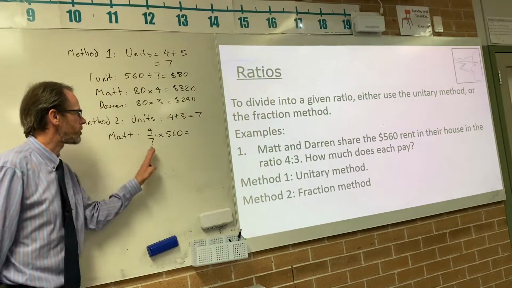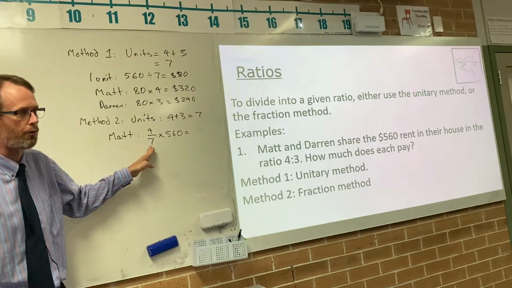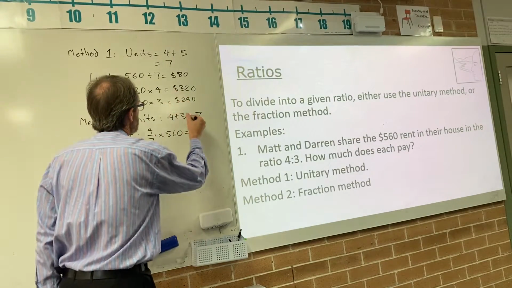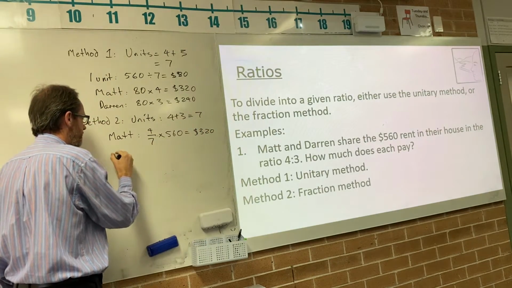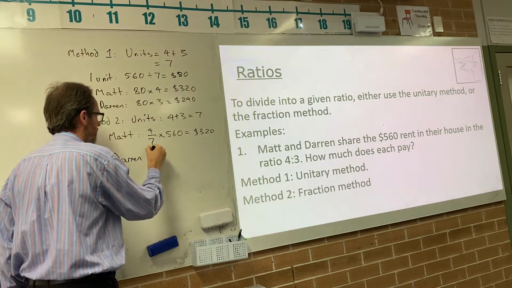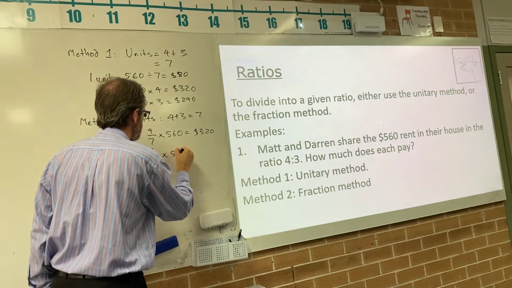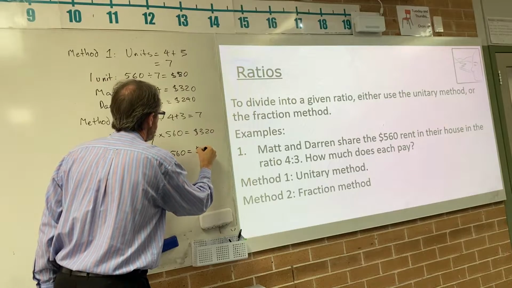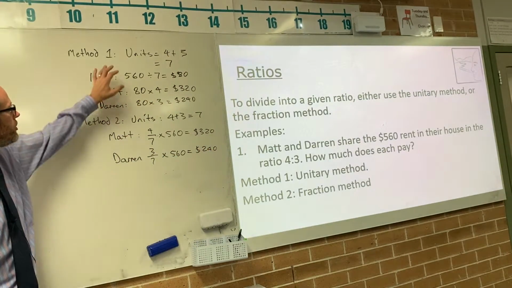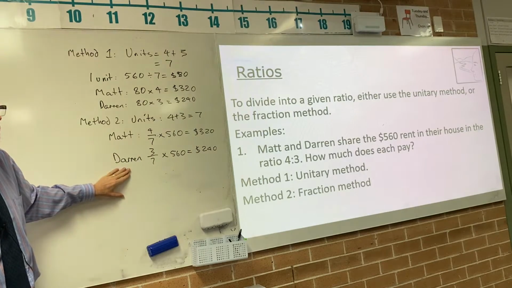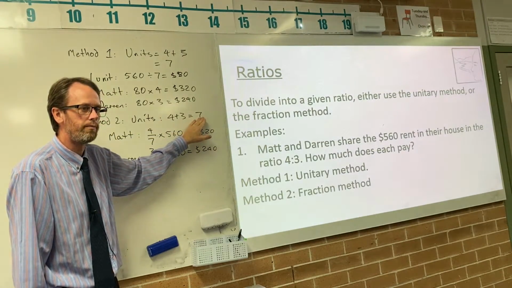So you can just type that into your calculator to get the answer. This is the fraction method. 4/7, we've already done it. We know it's 320. And for Darren, it's 3/7 times 560, and so the answer will be 240. All right? You can use either method. Both mean you need to find out how many units there are in total.